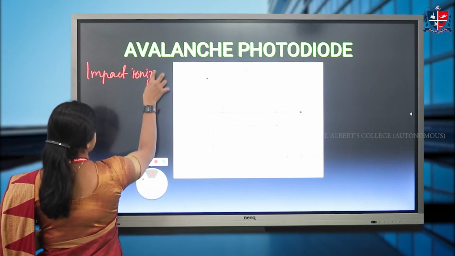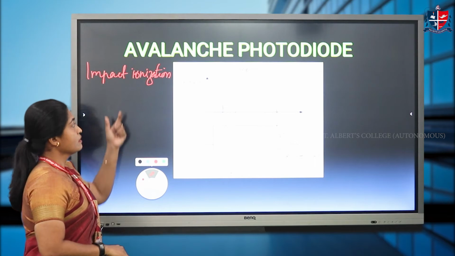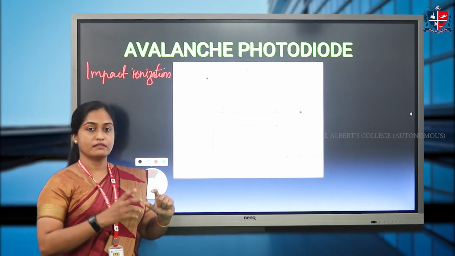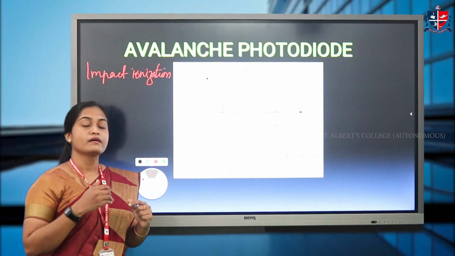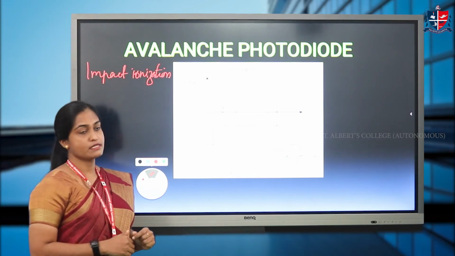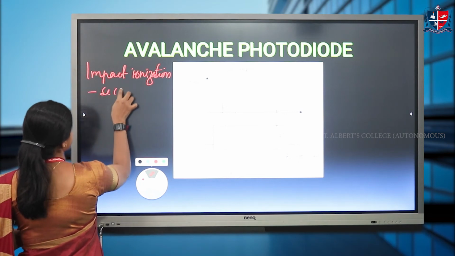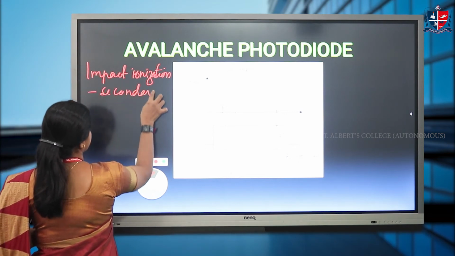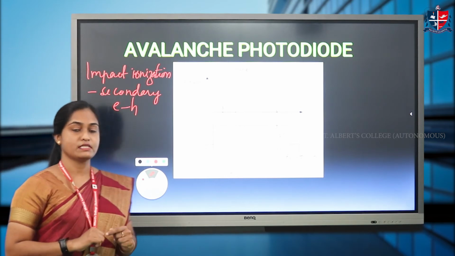And the production of secondary electron hole pairs is known as impact ionization. So this process is the electron hole pair creation due to the accelerated charge carriers. The production of the secondary electron hole pairs is known as impact ionization.